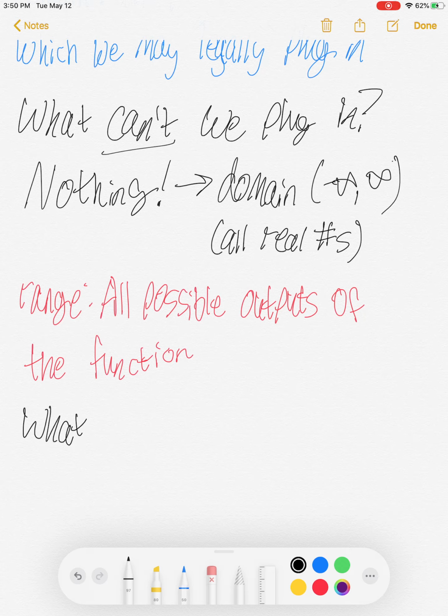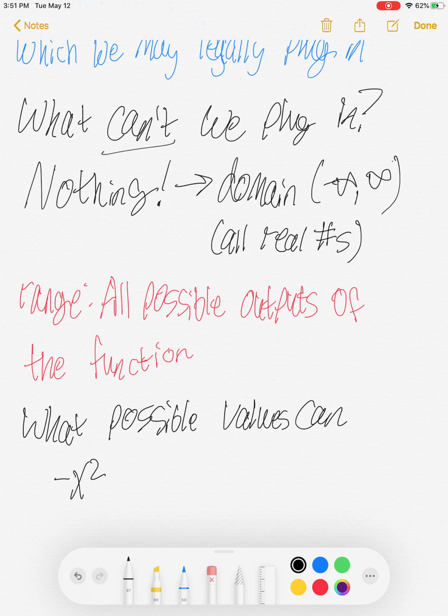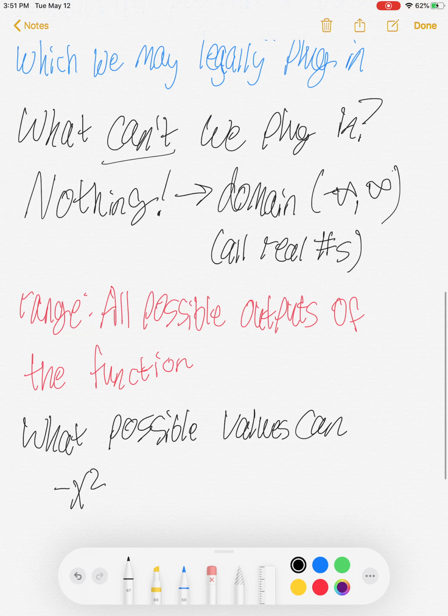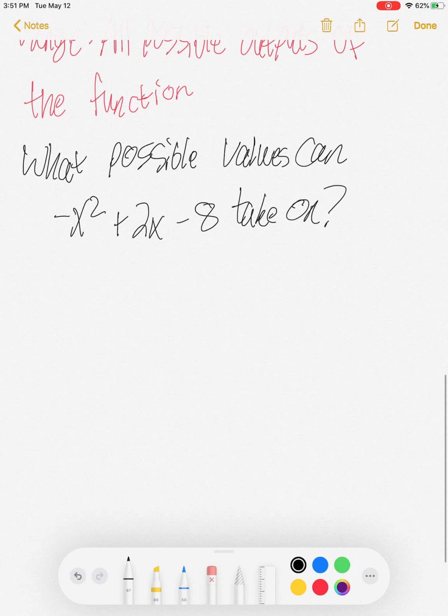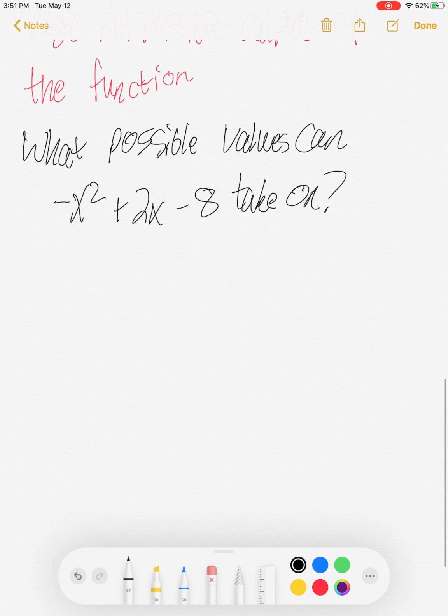What we're asking is what possible values can negative x squared plus 2x minus 8 take on. Okay, so that's really what we want to know here. At first glance, it might seem like all of them, right? It kind of seems like, how could there be anything which doesn't get hit by this?